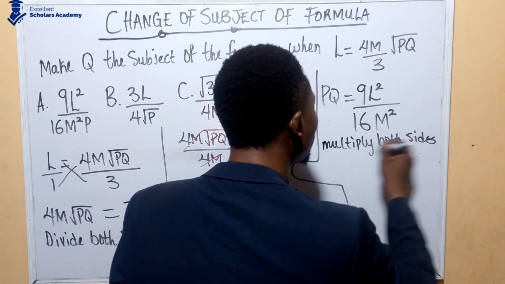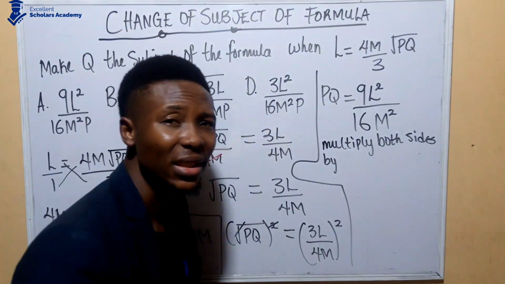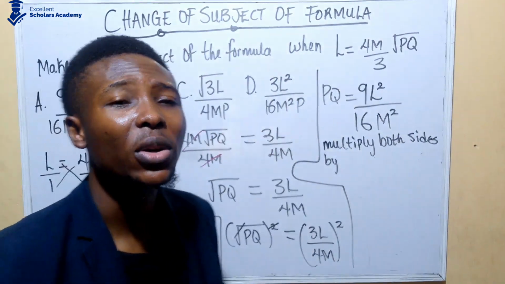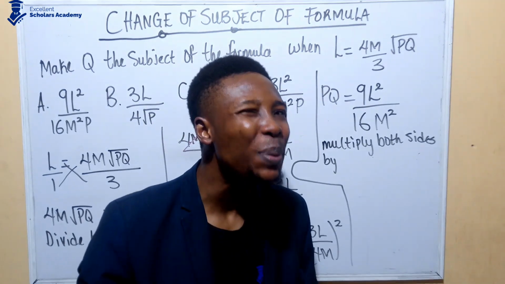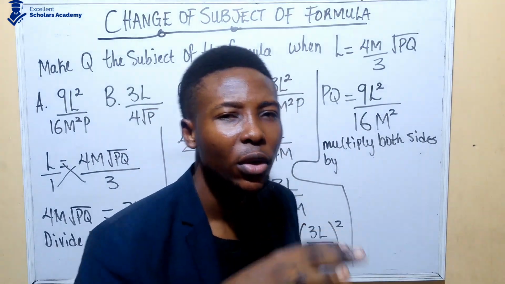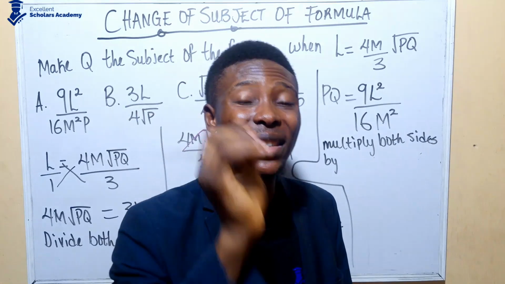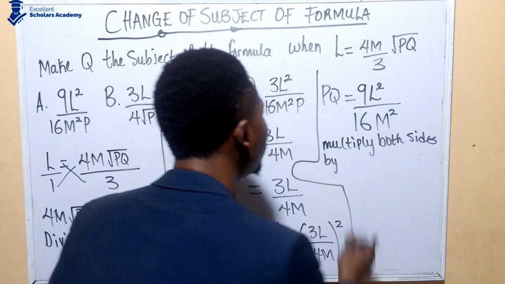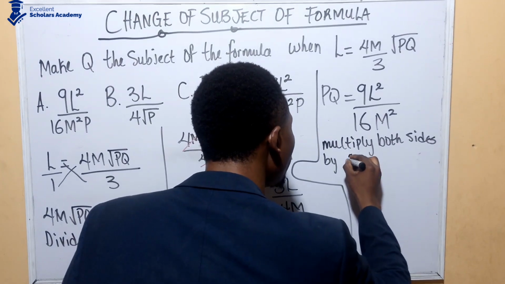You must come out with techniques that will make your work faster and easier, because you don't have time. You need to be very, very fast and accurate. Because let me tell you the truth, JAMB is speed and accuracy. Not just being fast, but getting the right answer. Hitting the nail on the head. Alright? So multiply both sides by 1 over P.